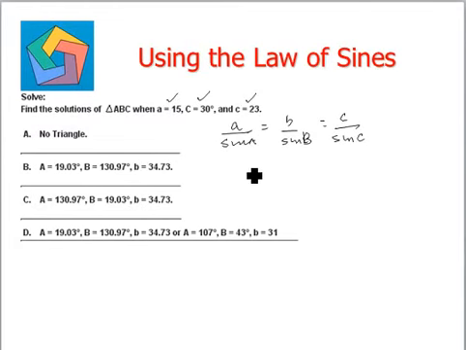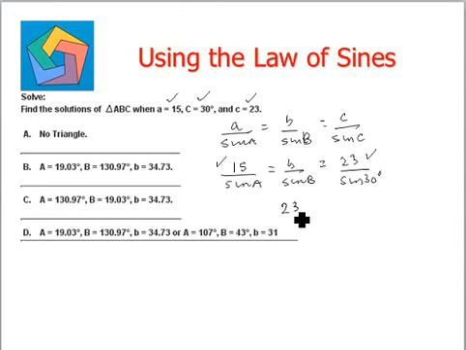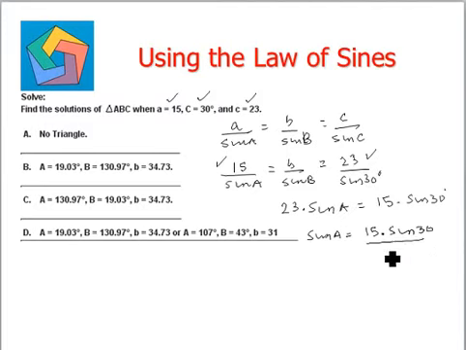Let's plug in the values. a is 15, sine A we don't know, b also we don't know, and sine of B also. c is 23 divided by sine of 30 degrees. So we'll take the first and the last ratio to find angle A. So 23 times sine of A equals 15 times sine of 30 degrees. So sine of A equals 15 times sine of 30 divided by 23.